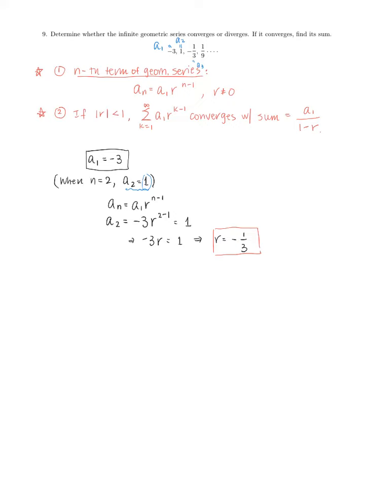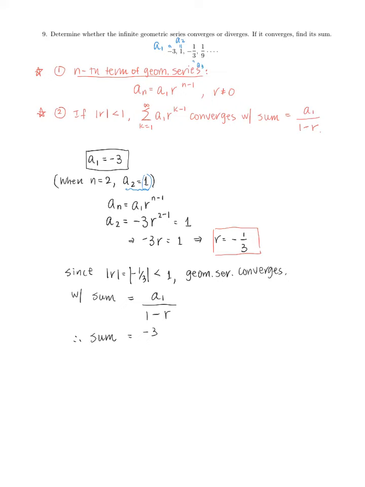All right, so now since absolute value of r, which is absolute value of 1/3, is less than 1, geometric series converges. And with sum of a sub 1 over 1 minus r. That's the formula for that. So our sum is going to be a sub 1, which is what? -3.